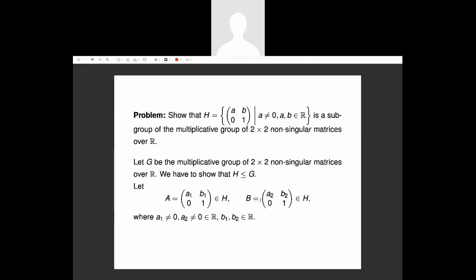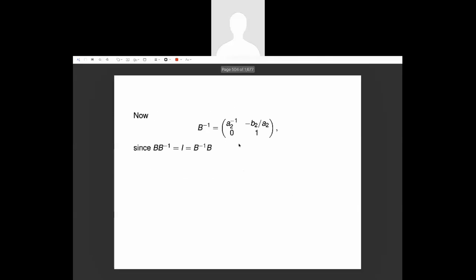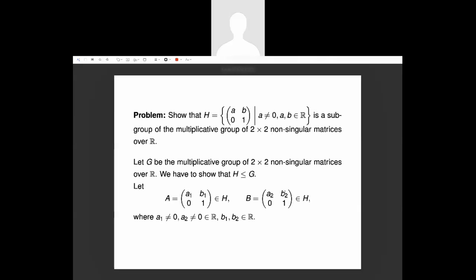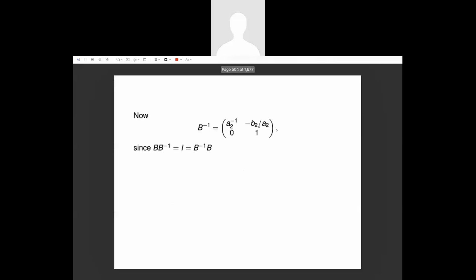First take B inverse. B inverse is equal to the matrix with entries A2 inverse, negative B2 times A2 inverse, 0 and 1, since 1 inverse is itself. Then AB inverse is equal to this product, and clearly that is a similar type of element. So AB inverse is an element of H. So clearly H is a subgroup of the group G.